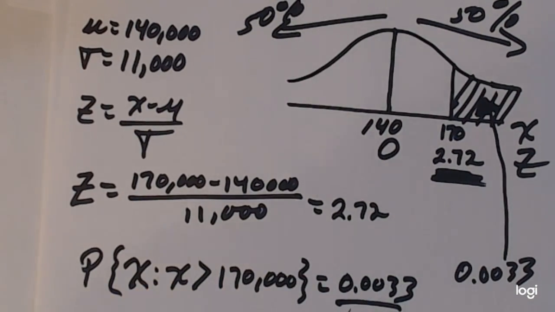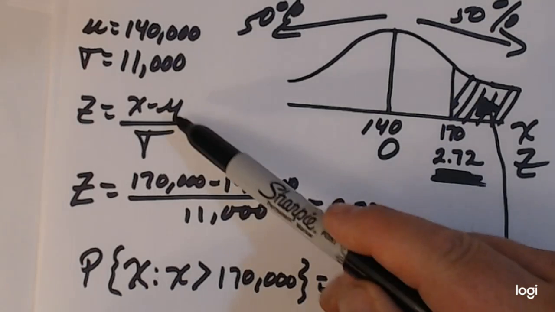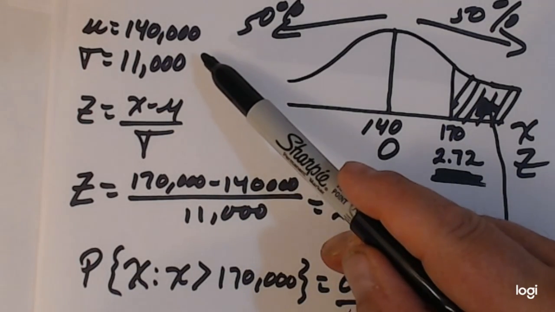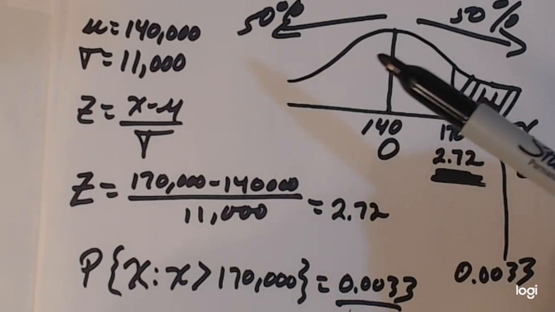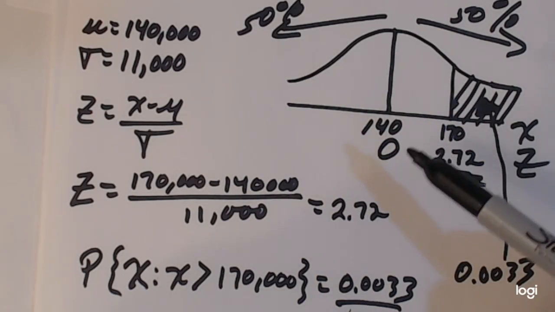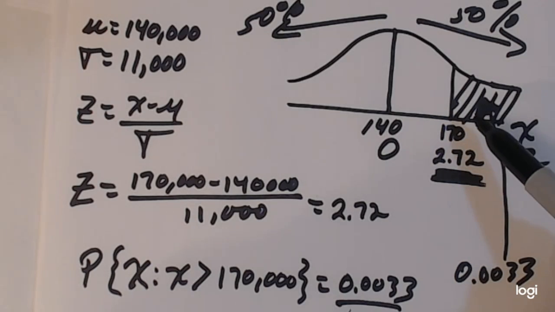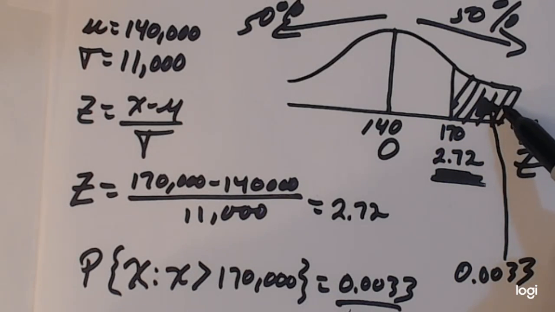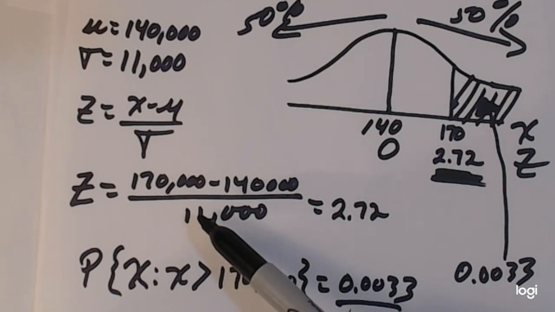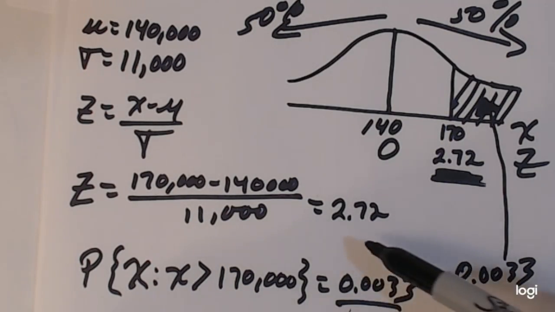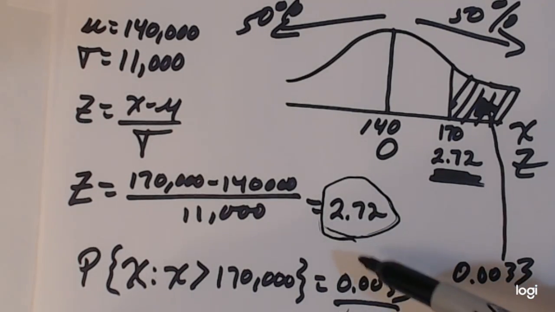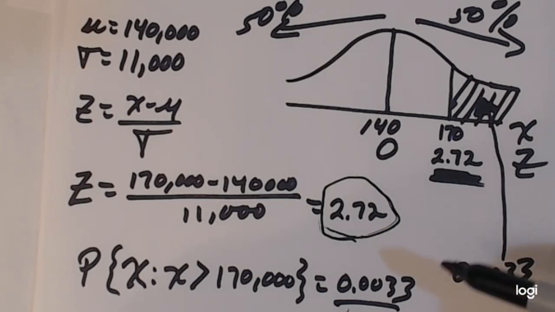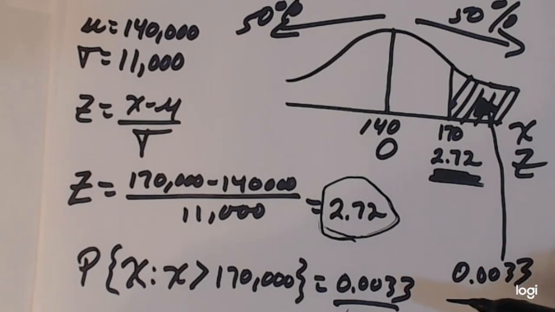There's your solution to this one. So just to recap, first thing we do, we write down the information we're given. In this case, mu is 140,000, sigma is 11,000. We draw a picture, make sure we shade in the area that we're interested in. We calculate our z value. Then we go to the table, we look for the area associated with a z-value of 2.72. In this case, it's 0.0033, and that's our solution.